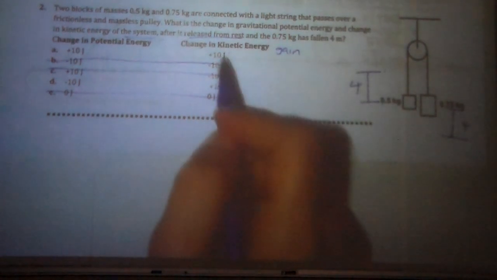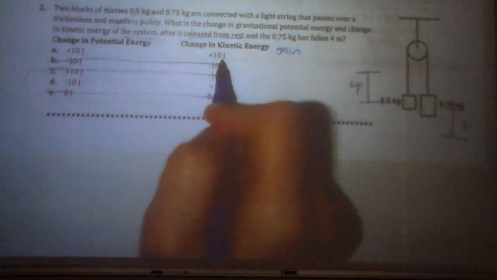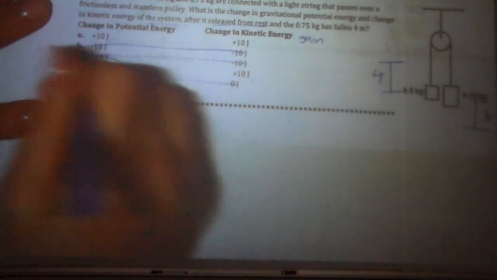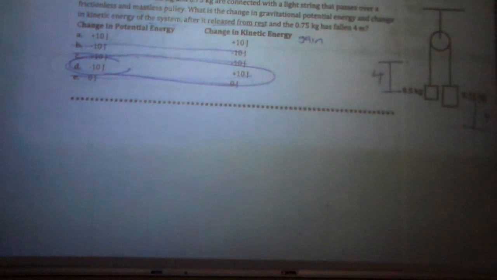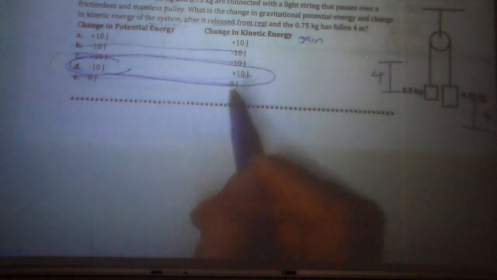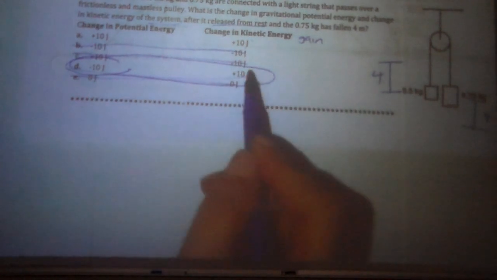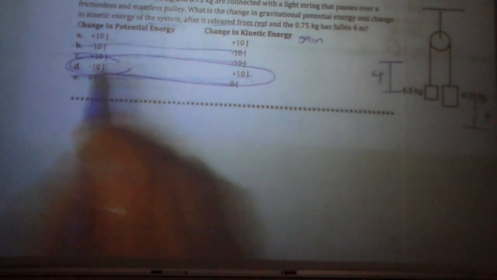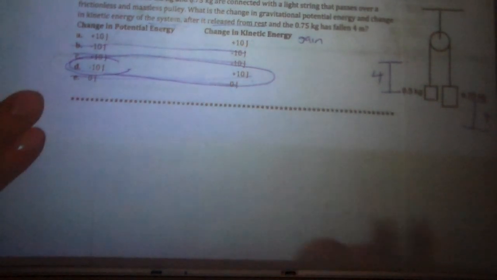So if I gain 10 joules of kinetic, that must mean I lost 10 joules of potential. So that is how I know my answer is D without having to do any of the math. Now that one, I actually got kind of lucky because there was only one scenario where this one gained and this one lost. If I needed to get the actual number without just process of elimination, then of course we can do the math.